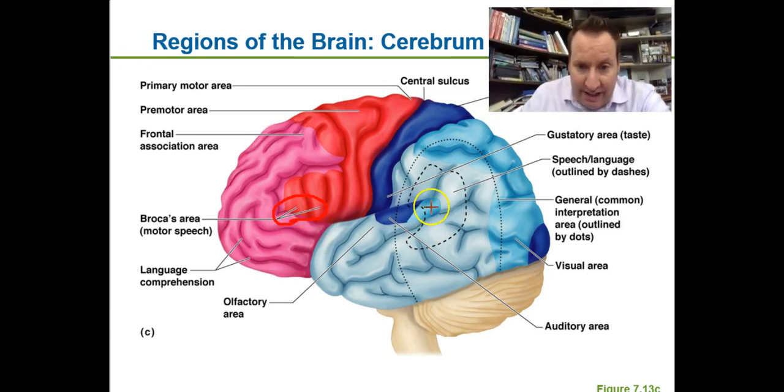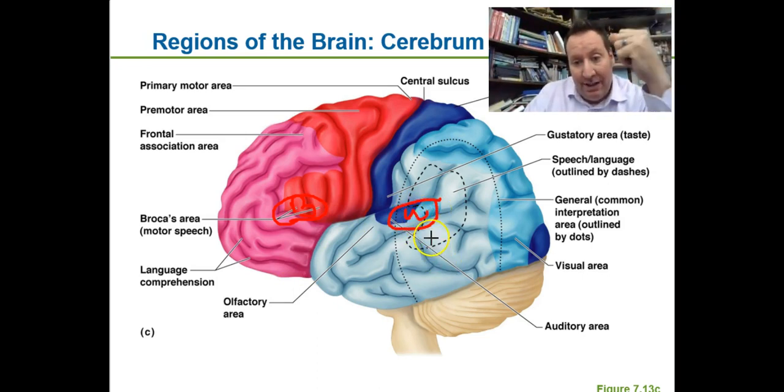Now there's another area back here on the temporal lobe, located right in this area here, called Wernicke's area. So you have Wernicke's area, and then you have Broca's area that I'm going to label with a B. Broca's area is our physical ability to speak, our motor speech, and Wernicke's area is our ability to interpret these words. Wernicke's area allows us to interpret what's being said, and our ability to speak is controlled by Broca's area.